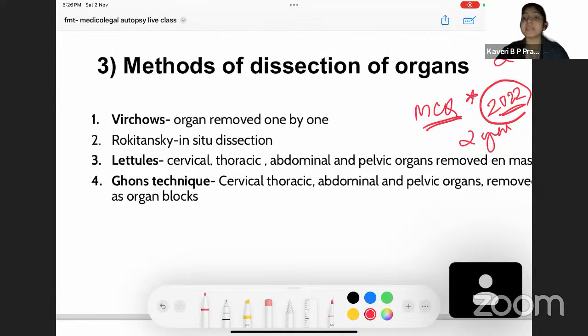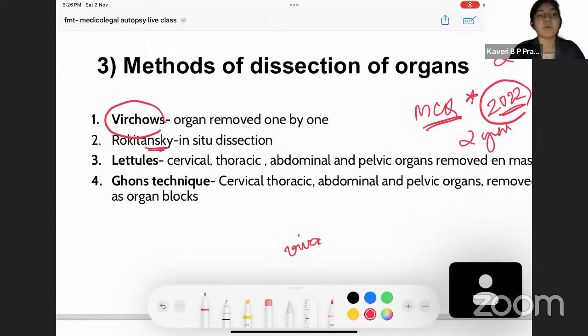Even in your viva, they can ask you. They can just ask, if the organs are removed one by one, that is, you remove the heart, you remove the kidney, you remove the intestine, one by one, what kind of dissection is it? It is nothing but Virchow's. So you have to know it, it should be on the tip of your tongue.